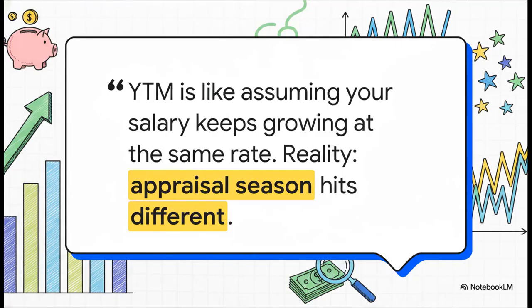Think of it this way. YTM is like a financial model that just assumes your salary is going to grow at the exact same percentage year after year forever. But in reality, some years are great and some years, well, appraisal season just hits different. Your actual realized return might end up being higher or lower than the YTM you calculated when you bought the bond.